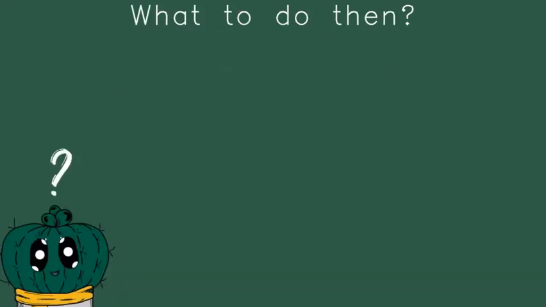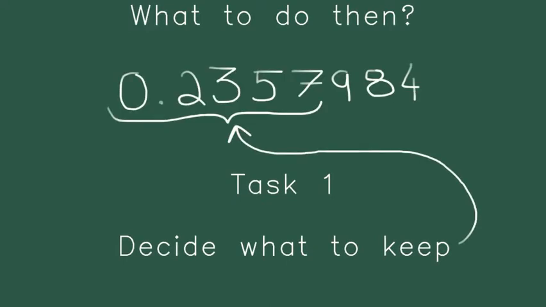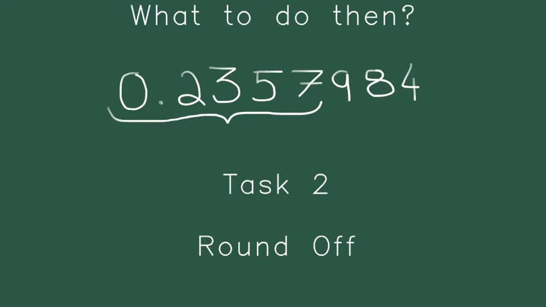So enough talk. What do we actually do to round off? The first task is to decide what portion of the number you want to keep. For example, we have the previous number that we had. Let's say we want just this portion, and we don't actually want the rest, because it's too long. Now, the second step is to round off. Basically, rounding off means you say that the whole number is approximately equal to this specific number. Okay, so how do you actually do that?